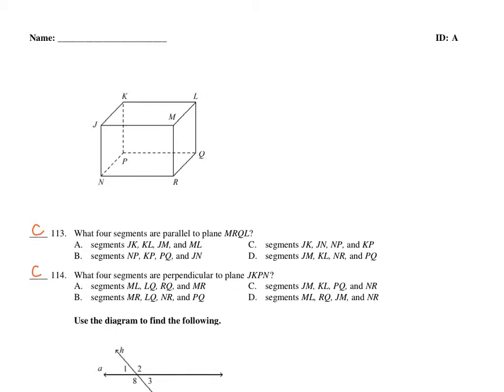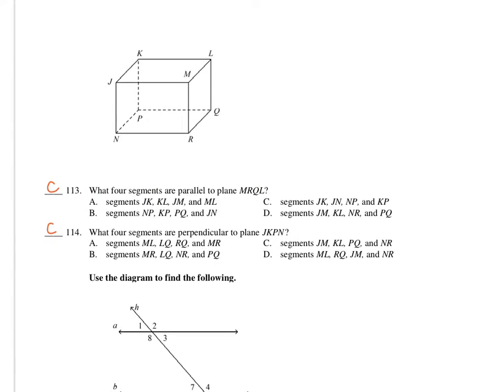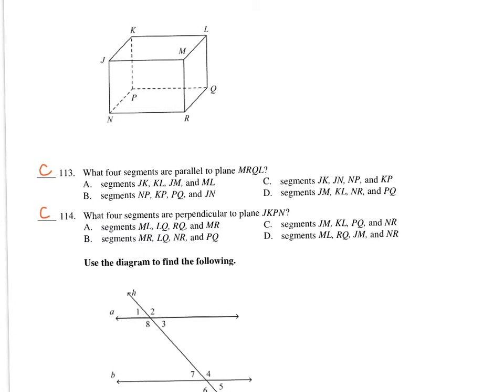Okay, 113. What four segments are parallel to MRQL? So MRQL is the side on the right. You needed them to be coplanar. So they had a line and a plane with that box, but they needed to not touch, which is C, JK, JN, NP, and KP. And 114, which four segments are perpendicular? Perpendicular means they had to intersect that plane at a right angle, which would be JM, KL, PQ, and NR.